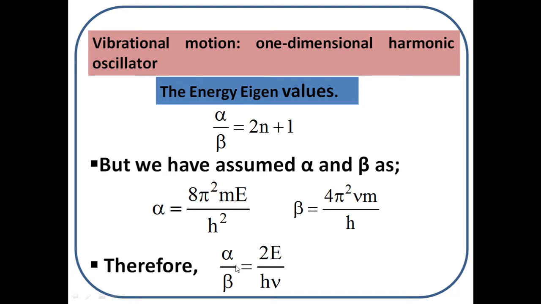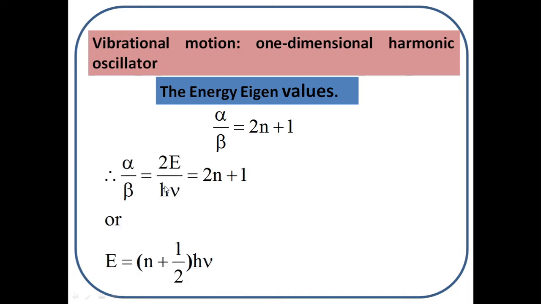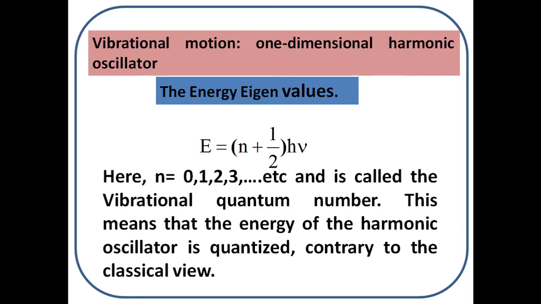Now we will substitute for this alpha by beta. Thus we get alpha by beta, which is equal to 2E by h nu, that is equal to 2n plus 1, or E, the energy of the oscillator, is given by (n plus half) h nu, where n can take values 0, 1, 2, 3, etc., and they are called the vibrational quantum number.